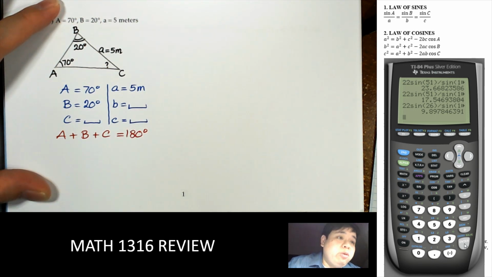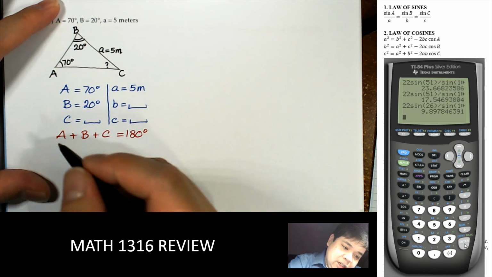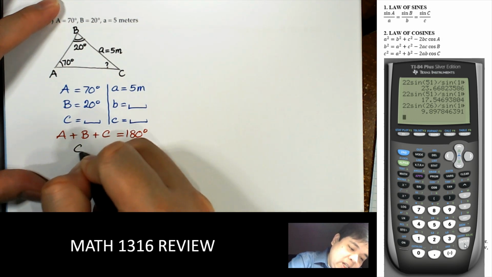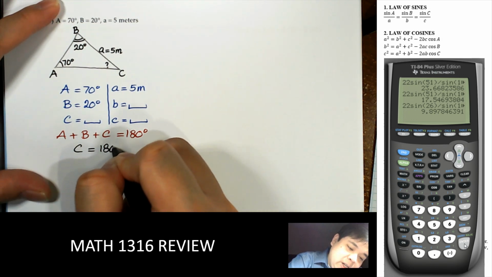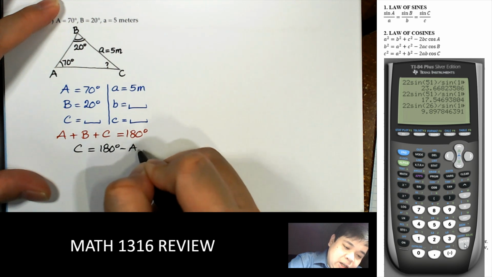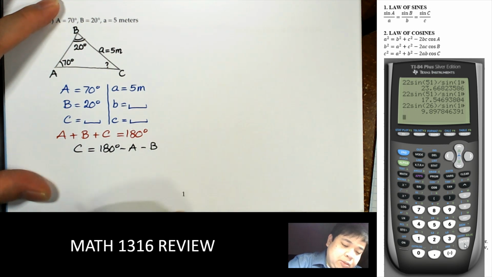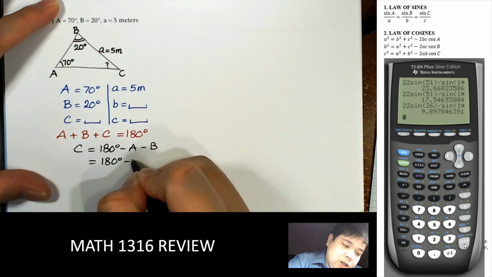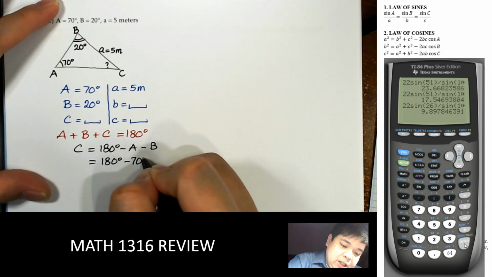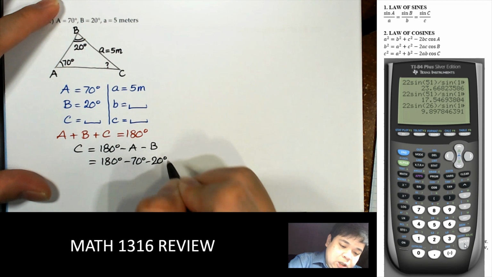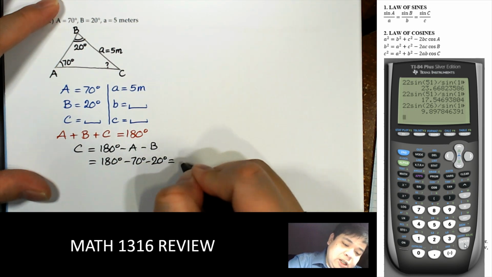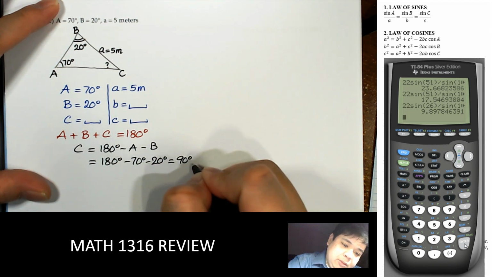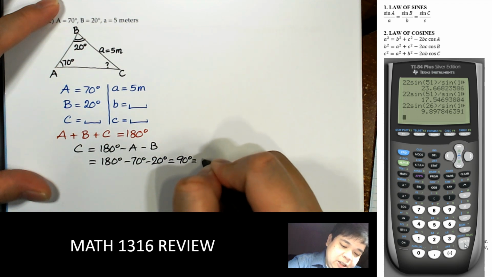So now we can solve for angle C, 180 minus A minus B. So 180 minus, A is 70, B is 20, so C is 90 degrees, and that is C.